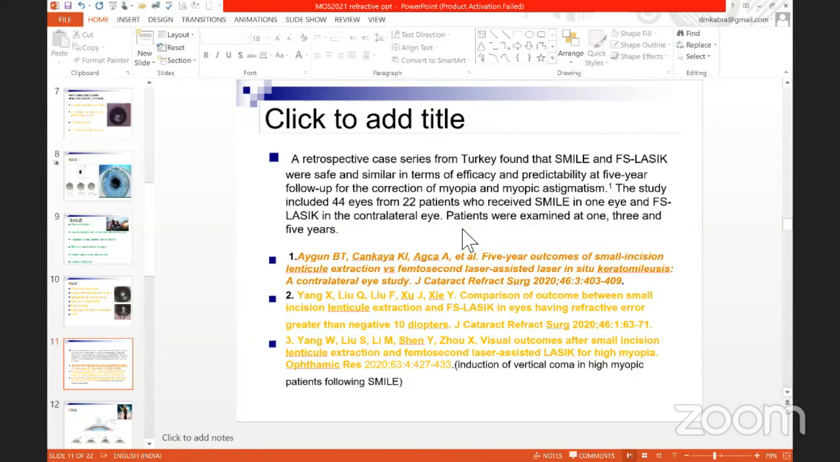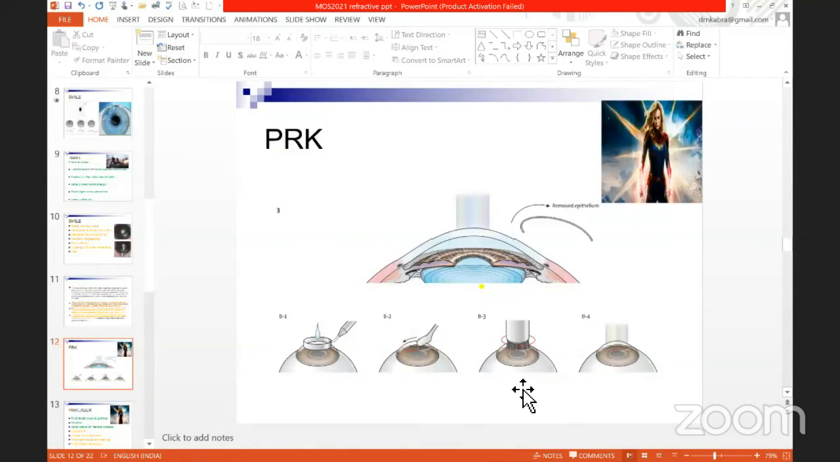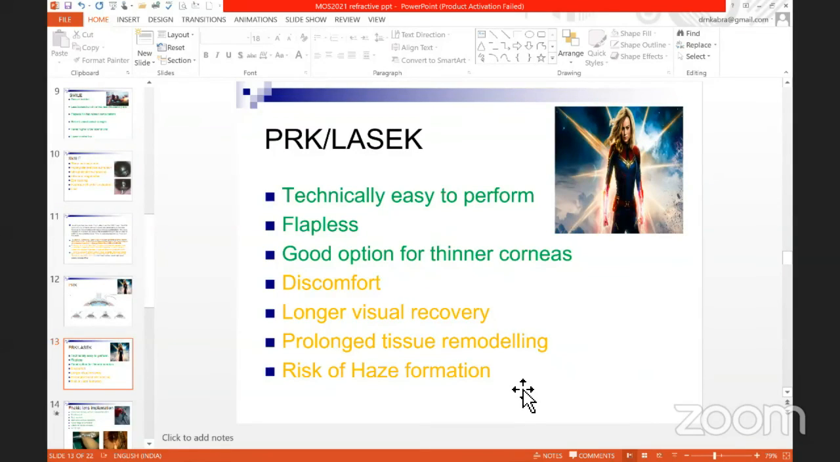Here comes PRK. PRK is unique in itself. We do have different techniques to removal of epithelium, right from alcohol, blunt instrument, a Moyle's brush to PTK mode. But the uniqueness lies, this is flapless and good option for thinner corneas, as Dr. Saurabh has already discussed about it. It comes with a cost of discomfort, longer visual recovery, less predictability, prolonged tissue remodeling, and haze formation, though mitomycin takes care of haze partly, I would say.